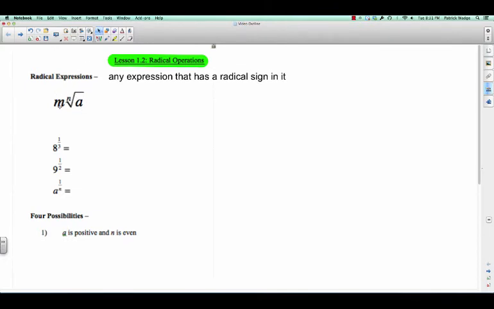So what are all these things? This m, this n, this a. We learned this last year, but you might not remember. m is called the coefficient. That's what you're multiplying. You're multiplying whatever this amount is, m, by all of that. So if there's a 5 there, it'd be 5 times all of that.